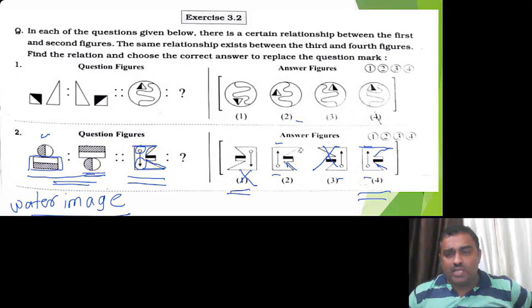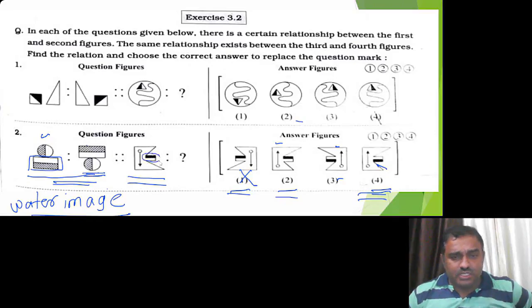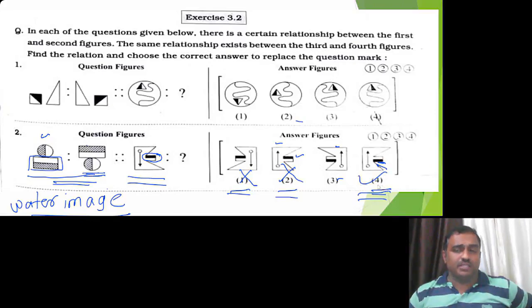Now what makes a difference between second and fourth? We have only two figures left now to be the right answer, either 2 or 4. For that you need to observe the figure carefully. See this shaded portion. Shaded portion is at up. So in the water image, it should be at down. So it is here at up, and that's why this figure will get cancelled. And in the fourth figure, it is at downside. So this is supposed to be correct in all manner. And this is the correct water image of this image.